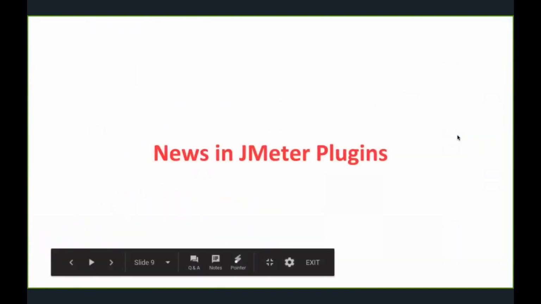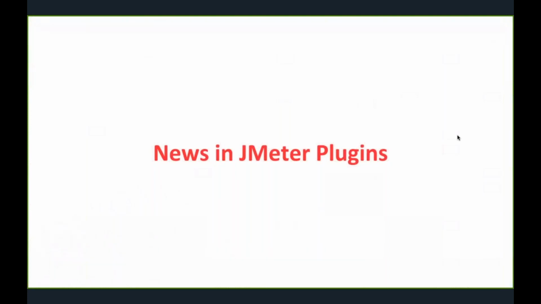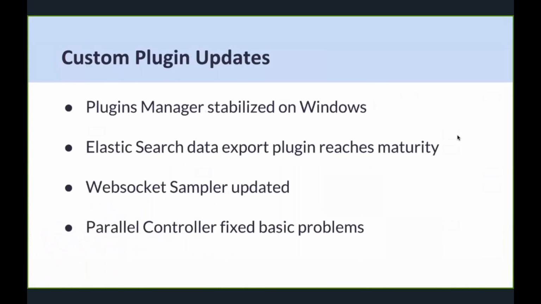Now let's proceed to the news in JMeter plugin space. There were no major changes in JMeter plugin space recently. It's more like regular evolution of plugins, small fixes here and there. I can quickly note that JMeter plugins manager was stabilized with issues found on the Windows platform. We were fixing recently several issues reported by users, and version 0.20 is now the way to go for plugins manager.